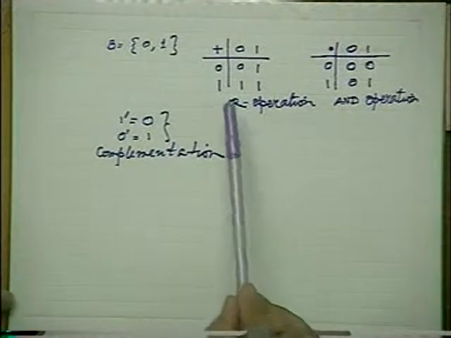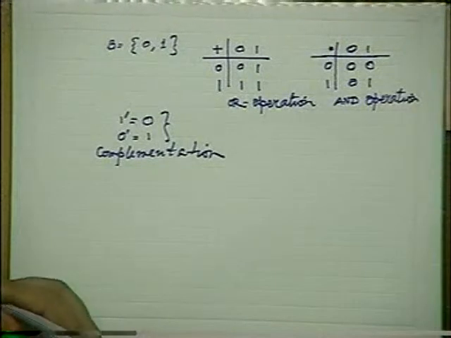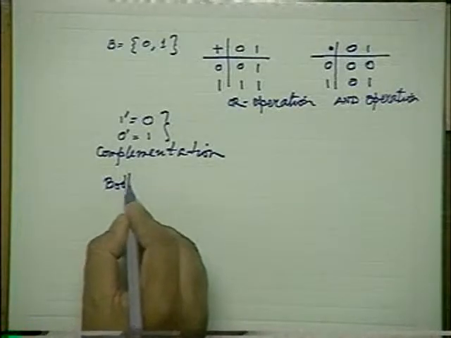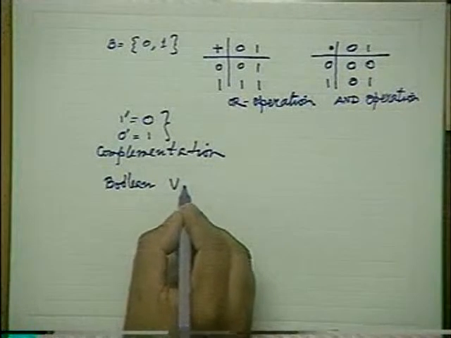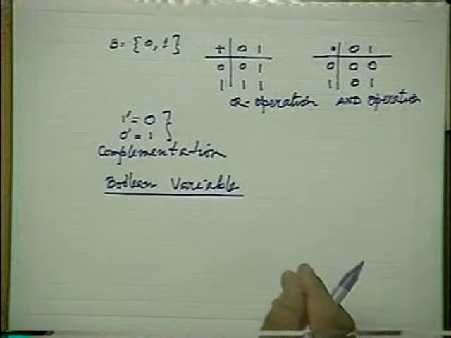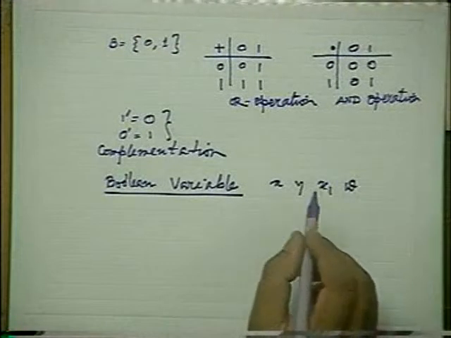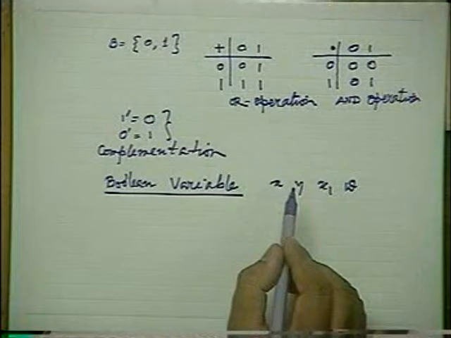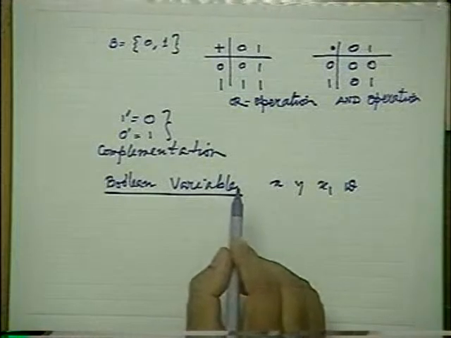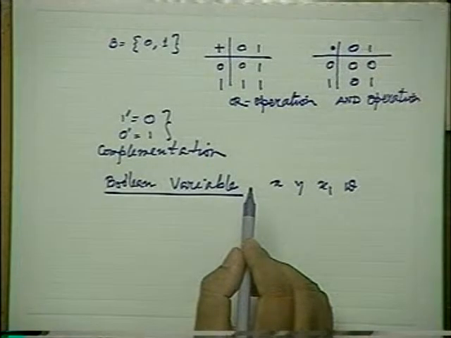That is so far as our two-valued Boolean algebra, that means switching algebra, is concerned. Now we will assume the existence of what we call a Boolean variable. A Boolean variable, which we represent by x, y, x1, w and so on, is a variable which can assume either 0 or 1 value. It can assume either of the two, but not both, at any instant of time.